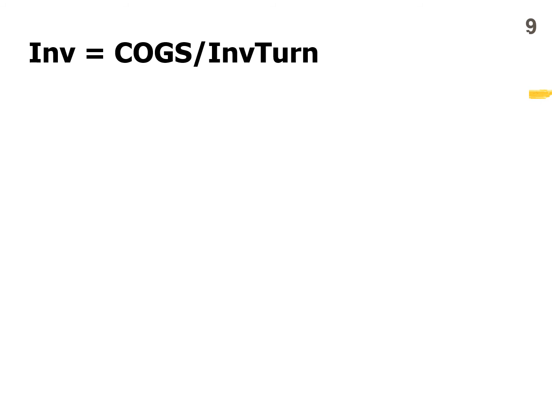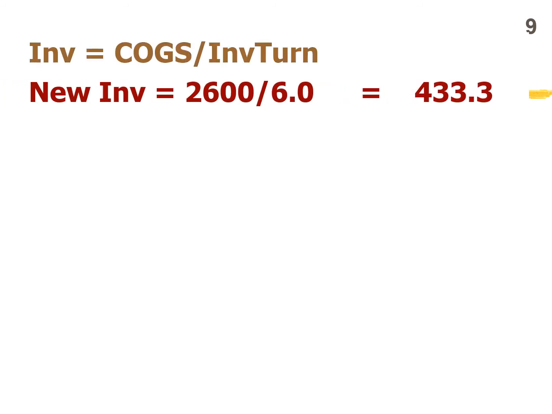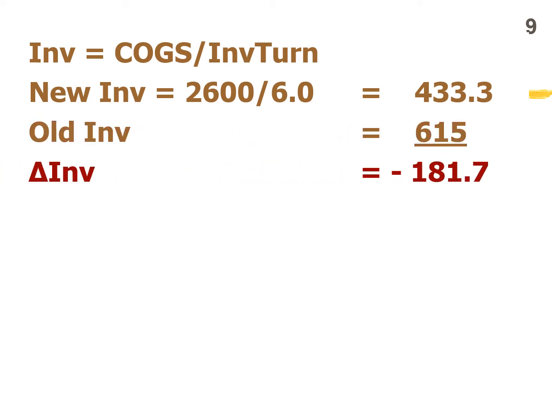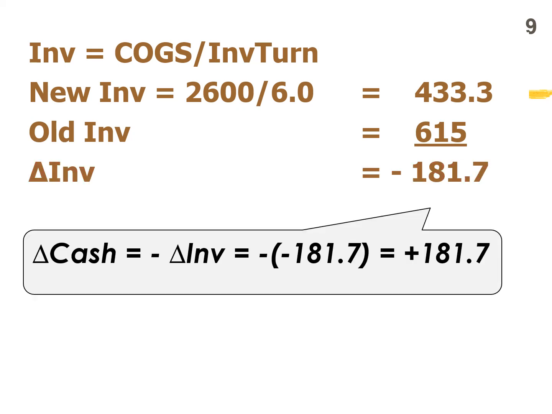Note that if you rearrange the inventory turnover ratio to solve for inventories, it's equal to cost of goods sold over inventory turnover. So if MD had an inventory turnover ratio of 6.0, then its inventories would have been $433.3 million rather than $615 million. Inventories would have been almost $182 million lower, so cash would have been almost $182 million higher.